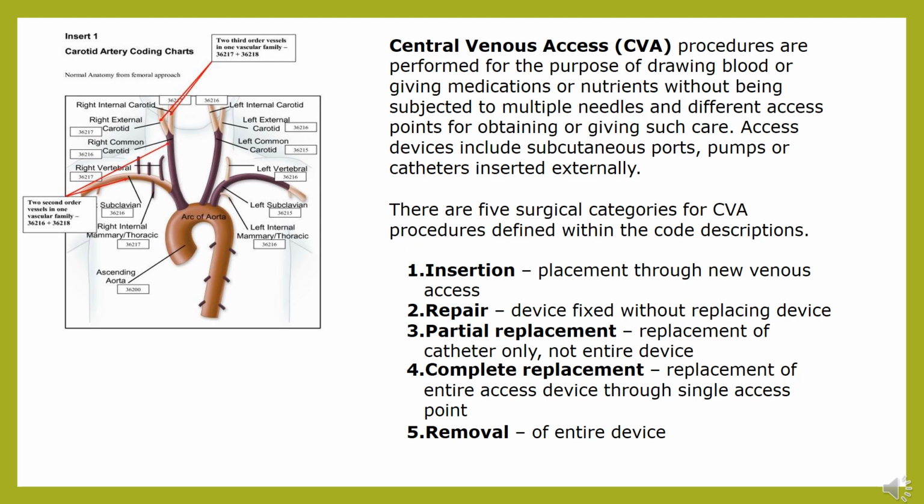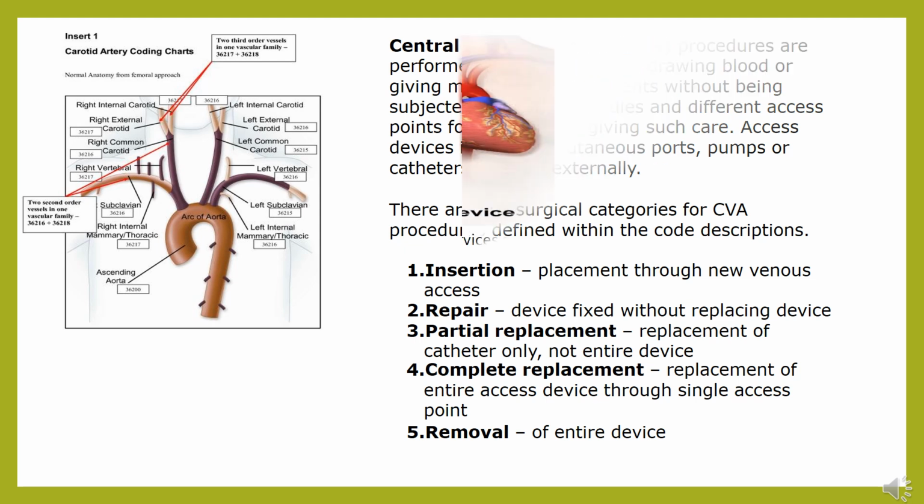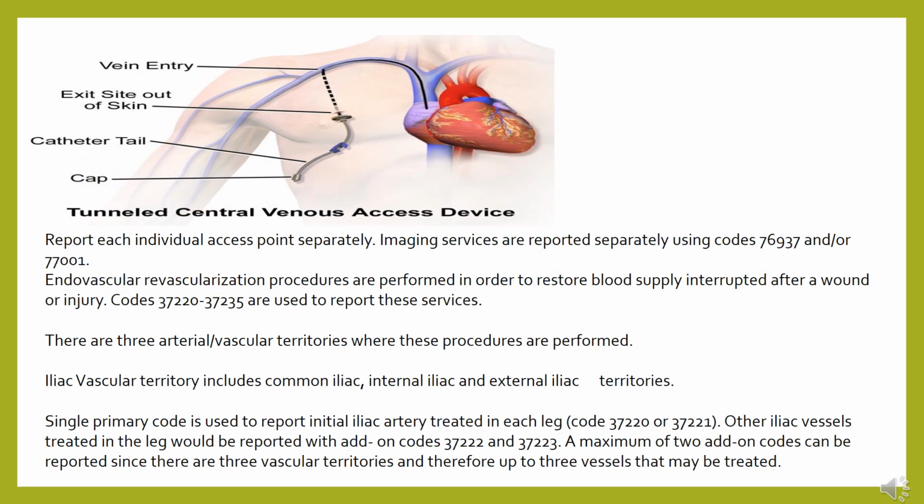Central venous access (CVA) procedures are performed for the purpose of drawing blood or giving medications or nutrients without being subjected to multiple needles and different access points for obtaining or giving such care. Access devices include subcutaneous ports, pumps, or catheters inserted externally. There are 5 surgical categories for CVA procedures defined within the code descriptions. Insertion: placement through new venous access. Repair: device fixed without replacing device. Partial replacement: replacement of catheter only, not entire device. Complete replacement: replacement of entire access device through single access point. Removal of entire device. Report each individual access point separately.